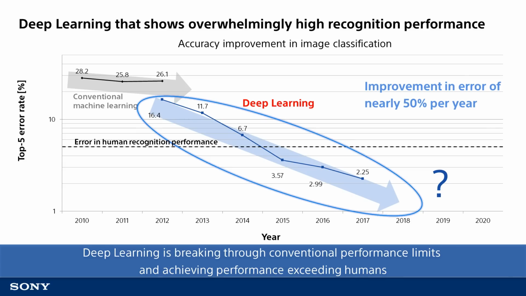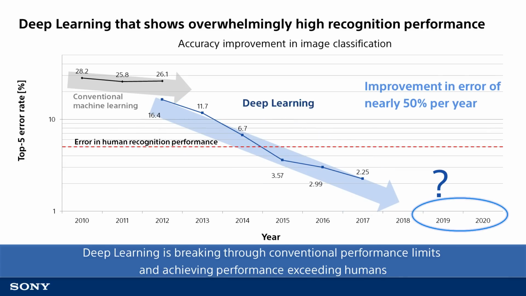The takeaway is to consider what will happen if this trend continues. If this current rate of performance increases continues throughout 2019 and 2020, we expect systems having image classification capability that vastly exceeds that of humans. Having such a significant gap in performance between systems and humans means that deep learning is overwhelmingly more powerful than conventional machine learning and rule-based programs.